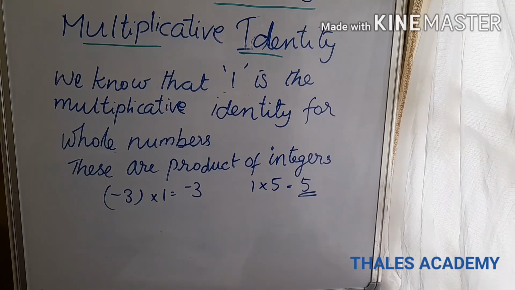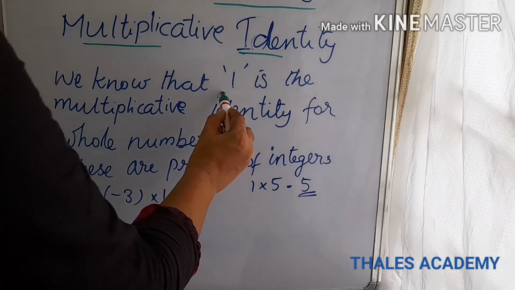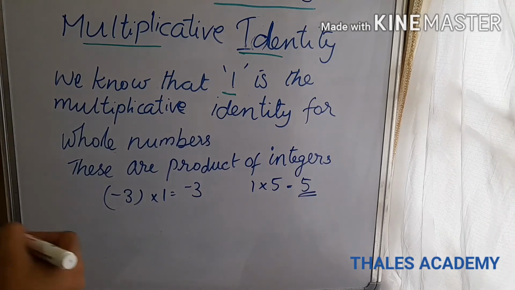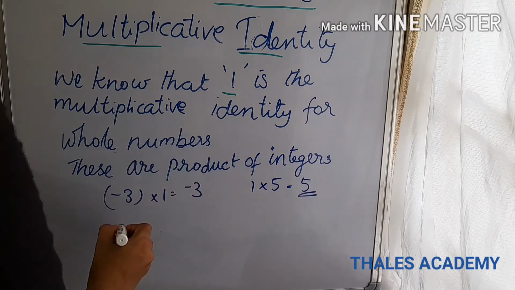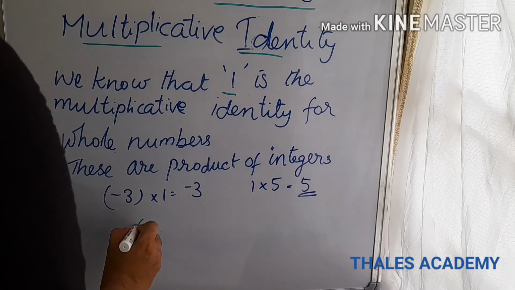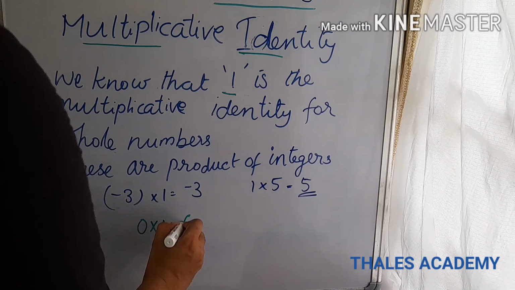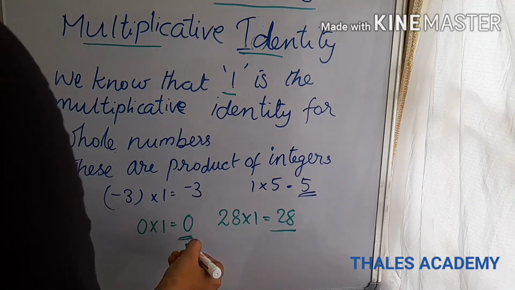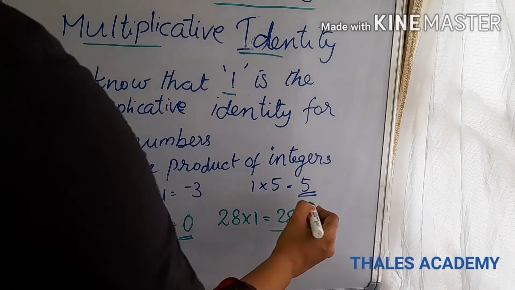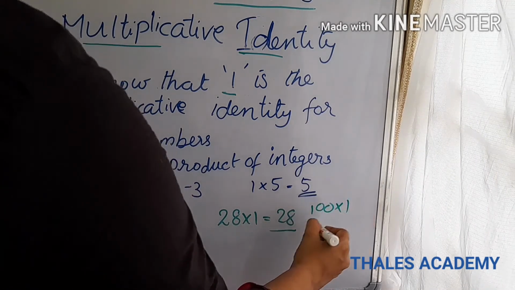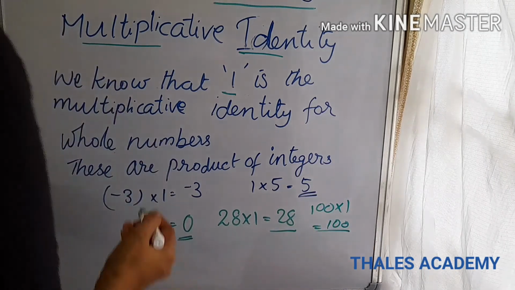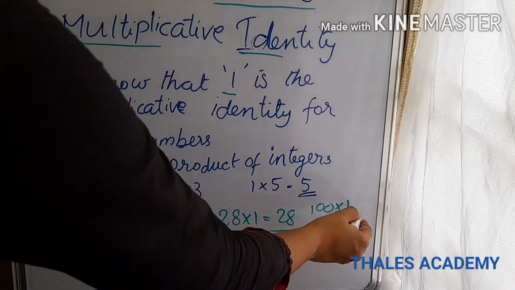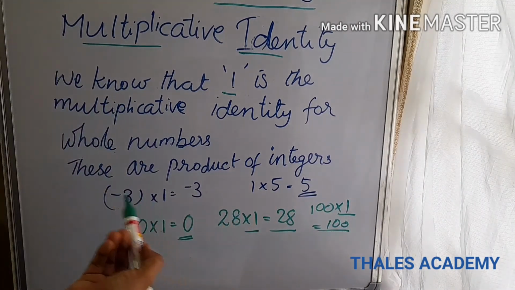Multiplicative identity of integers. We know that 1 is the multiplicative identity for whole numbers. That means if we multiply any whole number with 1, we get the same number itself. 0 multiplied by 1, we get 0 itself. If we multiply 100 with 1, we get 100. So, 1 is the multiplicative identity for whole numbers.